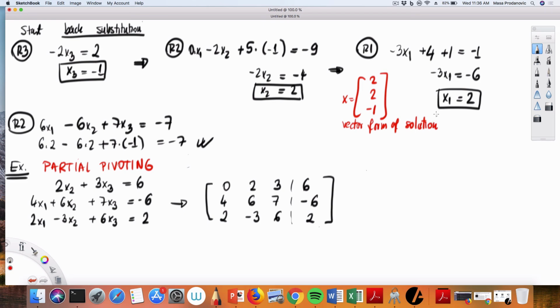Alright, so back to the problem at hand. Nothing happens if I reverse the order of rows, so I can freely do that. Just exchange. And I'm going to say this is similar to system 4, 6, 7, minus 6, 0, 2, 3, 6. And the third remains what it was.